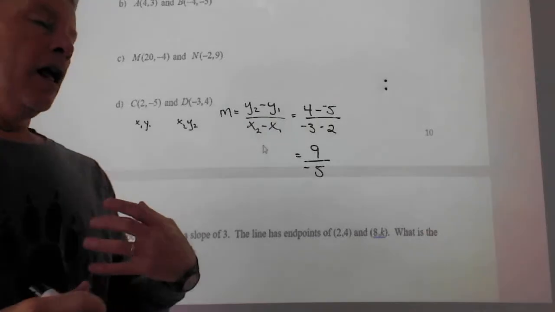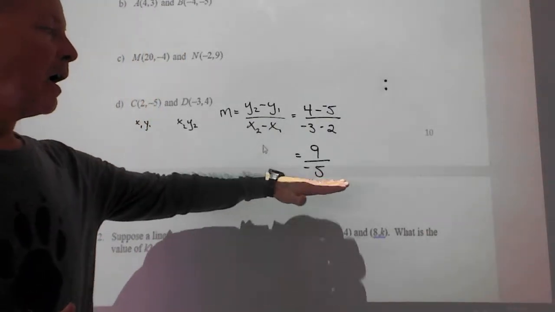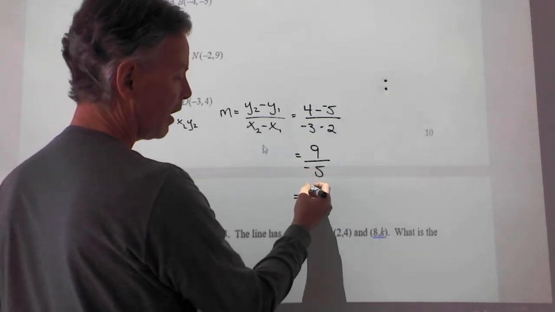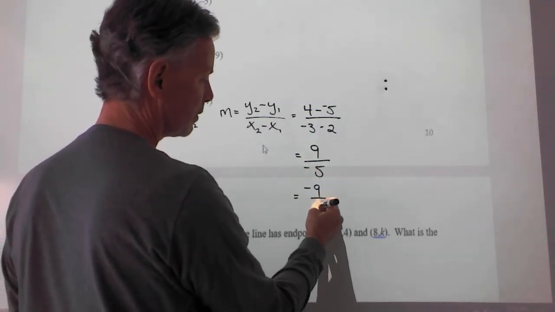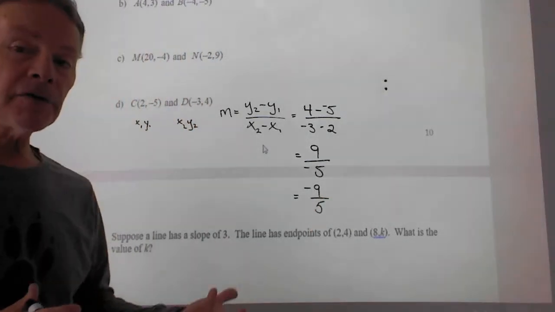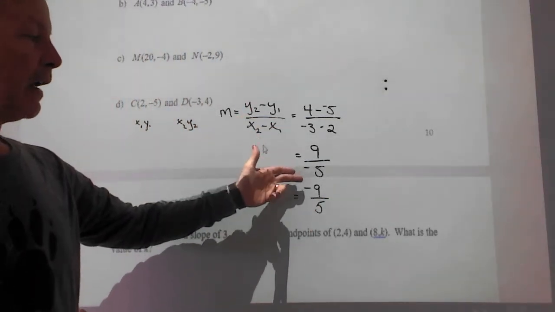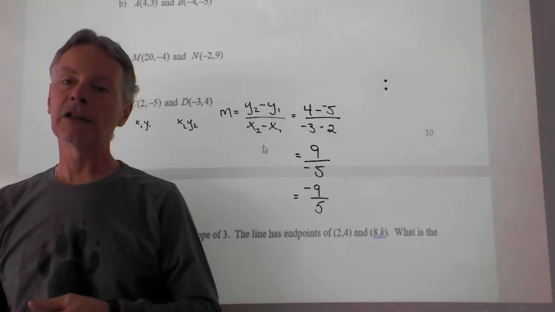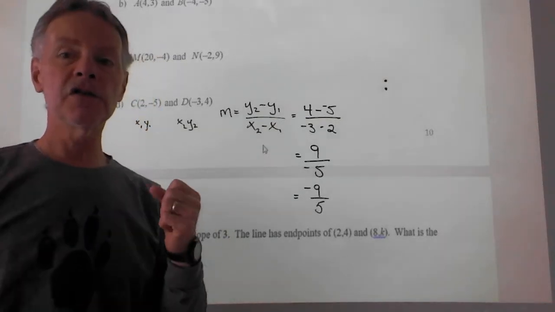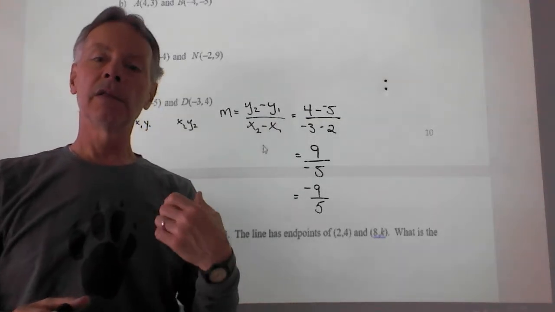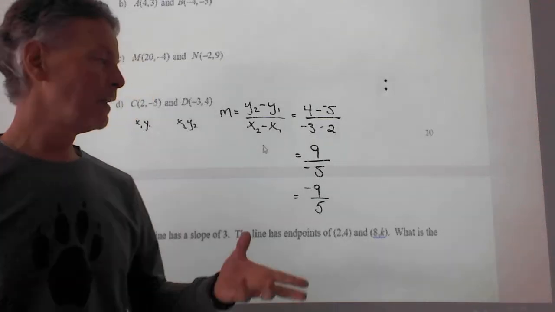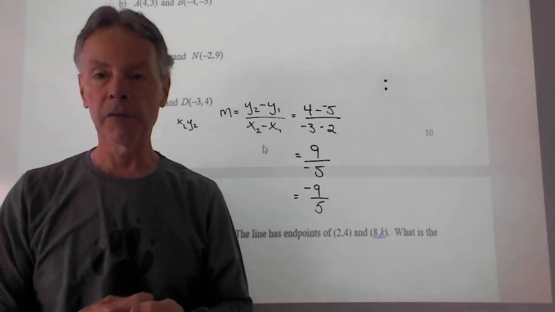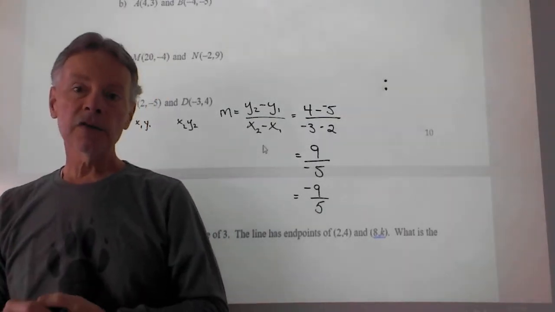Now, this is just me, but I get into the habit of, if I have a negative sign, I always just move it up to the top number. Okay? You don't have to. 9 over negative 5 and negative 9 over 5 will simplify to exactly the same thing. So it doesn't really matter. It's just a matter of getting into a habit that you use every time, so you don't really have to think too much about it. Okay? So, negative 9 over 5. And that is slope.